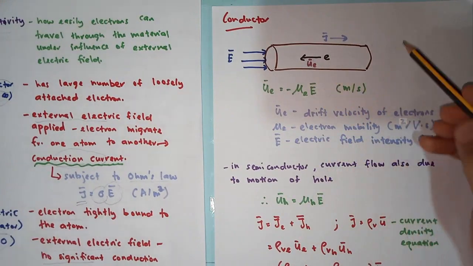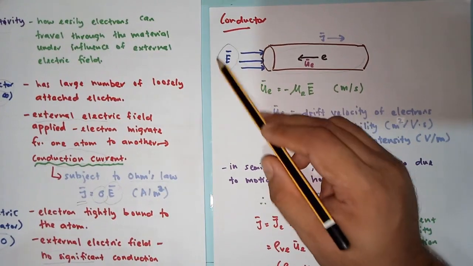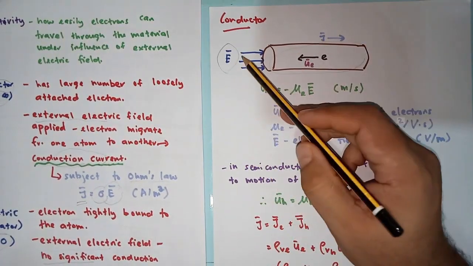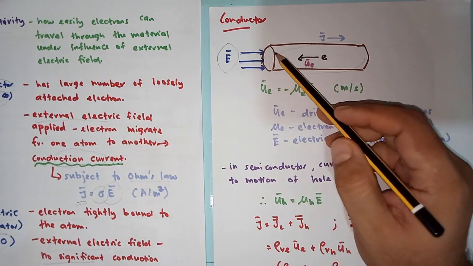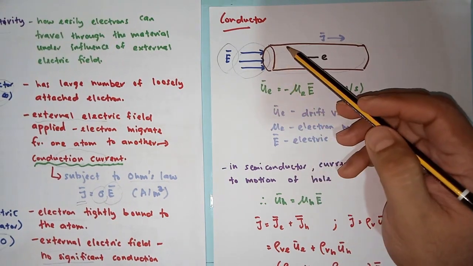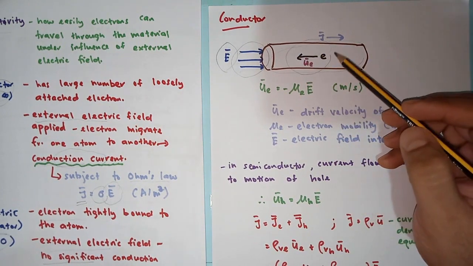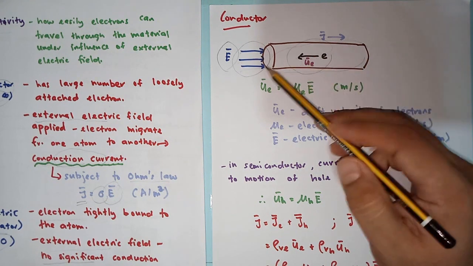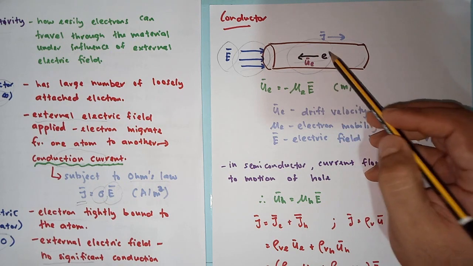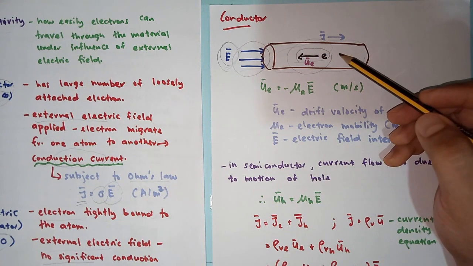Alright, so let's see one condition. Let's say we have one conductor here, and we apply to the conductor a certain value of electric field, let's say in this direction. As I mentioned just now, when we apply an external electric field to a conductor, the electrons will jump or migrate from one atom to another. Most of the time, the direction of the electron movement and the direction of the electric field are opposite to each other.